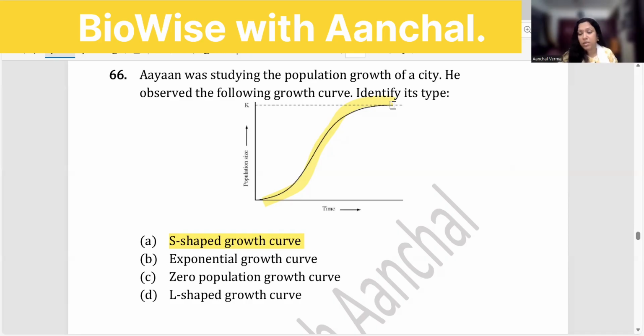Exponential growth curve is like a J-shape. There's a steep rise in the population. That is what population explosion is all about. Zero population growth curve is a straight line. With time, the population becomes constant. And L-shaped means there is a kind of fall. It was more and then finally it reduces.